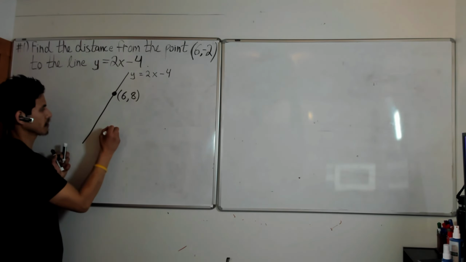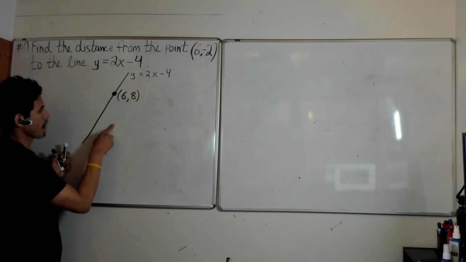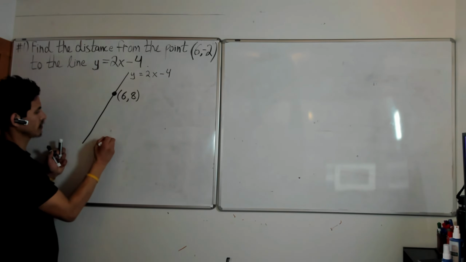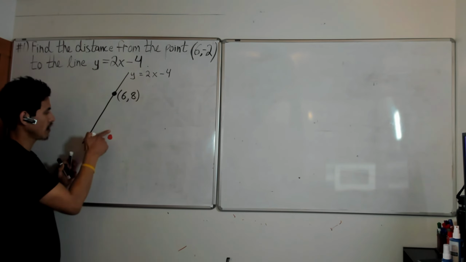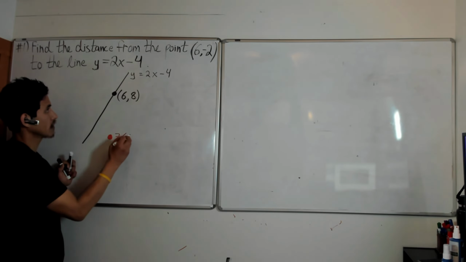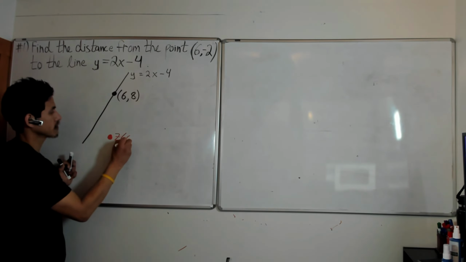We'll just say it's something like over here, or probably even further down. Let's give this point a name. Let's call it point Z. So Z is (6, -2).